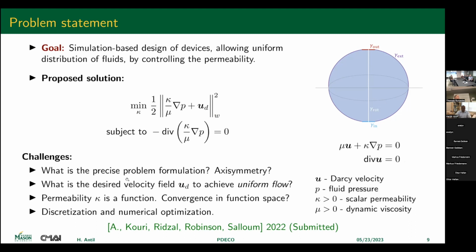And in addition, our optimization variable will be kappa, which is what we call the permeability. That's why it's called a permeability optimization problem. And kappa is not a constant, but a function. And we need to establish in what sense we have convergence, and in what sort of function spaces. I will describe that shortly. Eventually, we need to discretize and come up with an optimization method. So this is a much more specific optimization problem.